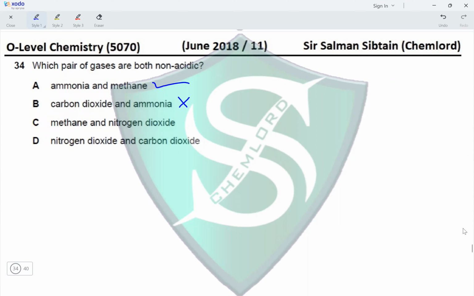C. Methane and nitrogen dioxide. Methane is neutral, nitrogen dioxide is acidic. D. Nitrogen dioxide and carbon dioxide. Both are acidic. So option A is the correct option for this question.